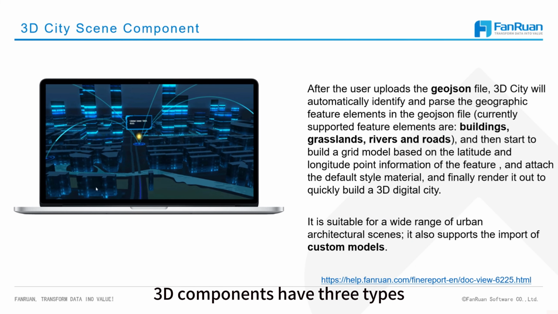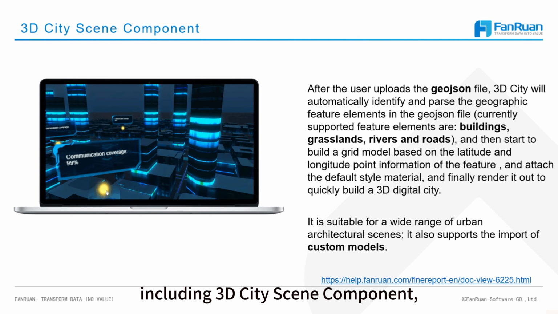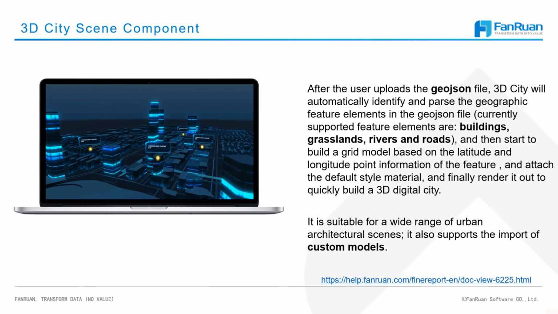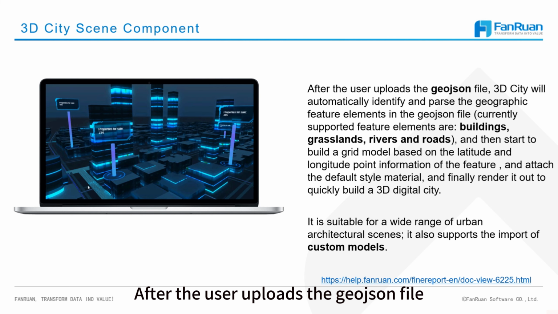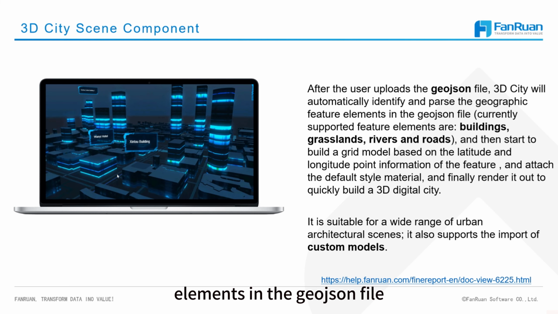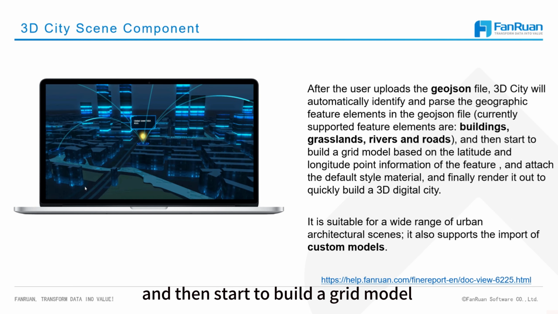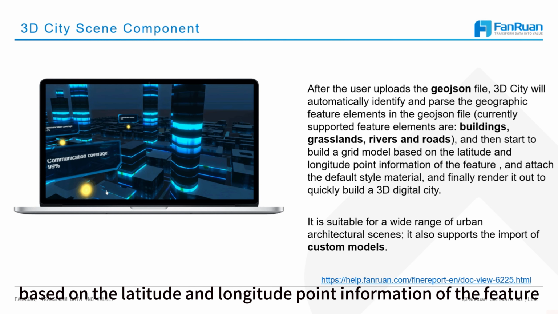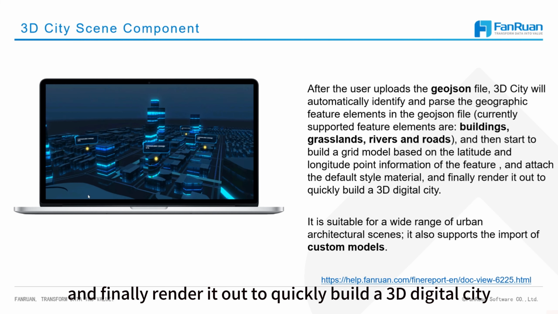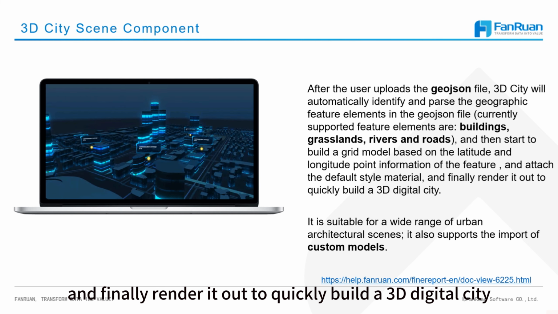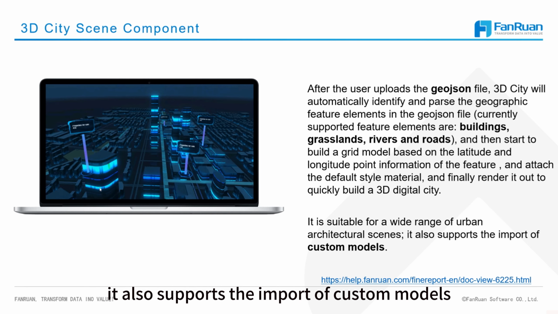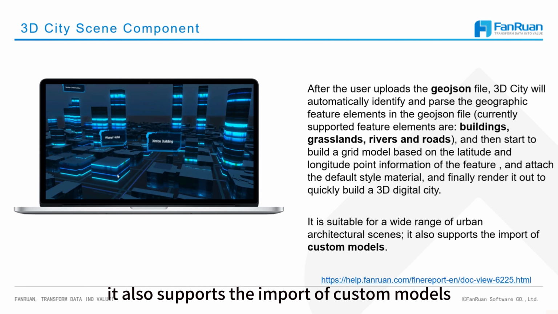3D components have three types, including 3D city scene component, custom 3D scene component and Unity component. After the user uploads the GeoJSON file, 3D City will automatically identify and parse the geographic feature elements in the GeoJSON file and then start to build a grid model based on the latitude and longitude point information of the feature and attach the default style material and finally render it out to quickly build a 3D digital city. It is suitable for a wide range of urban architectural scenes. It also supports the import of custom models.